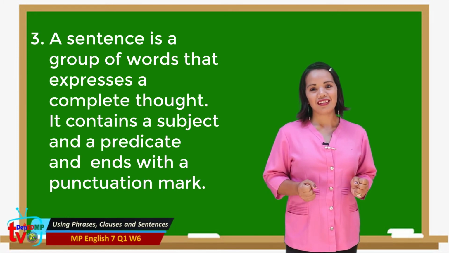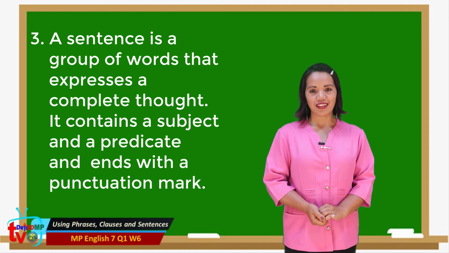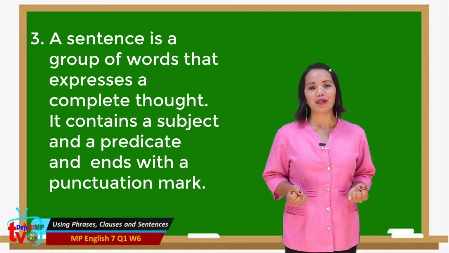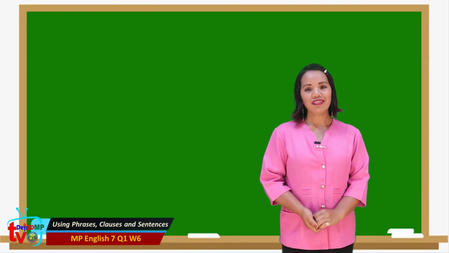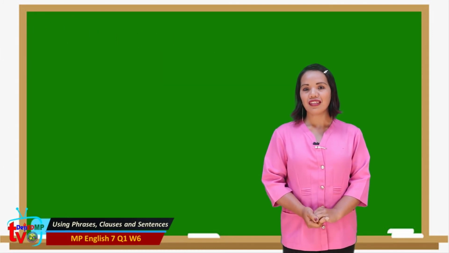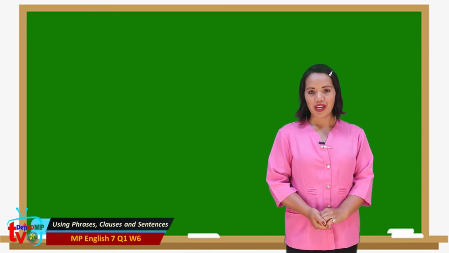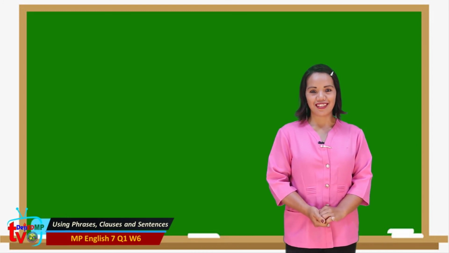A sentence is a group of words that expresses a complete thought. It contains a subject and a predicate and ends with a punctuation mark. To sum it all up, your sentences can have a phrase and a clause or clauses in them. This way, you can better express what you want to communicate.